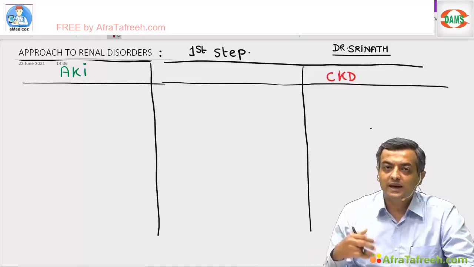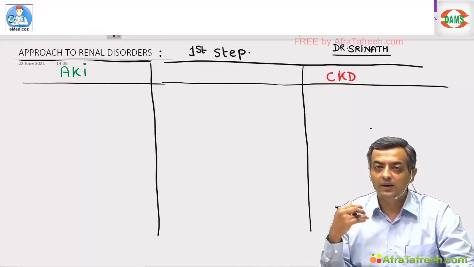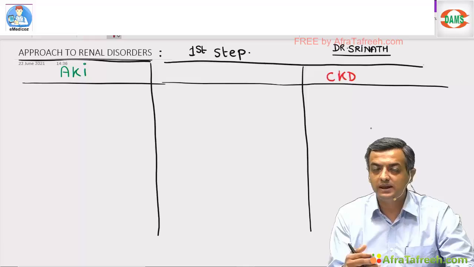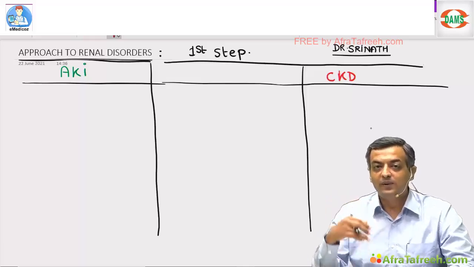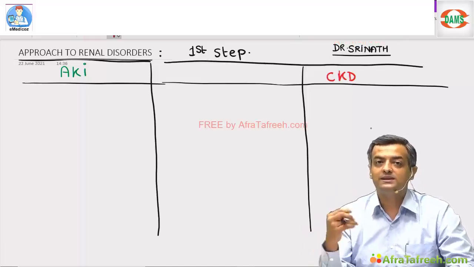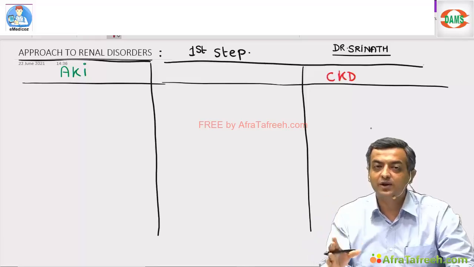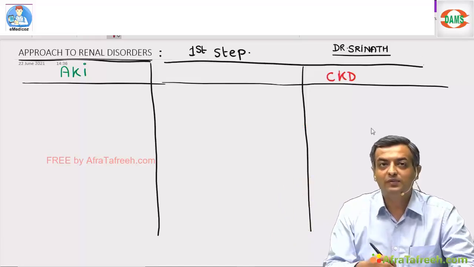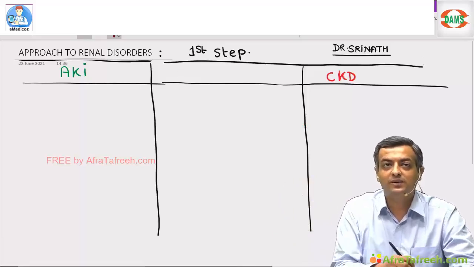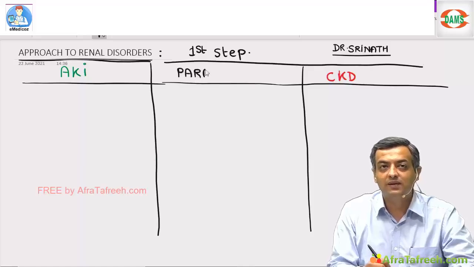So when a patient comes to you with an elevated creatinine or an elevated cystatin C, you know that there is a renal problem. But before you enter into what the problem is, first you divide them into groups: whether this is an acute problem or a chronic problem. So how do we do that? Let us take into account the following parameters that we have discussed in our previous lectures.